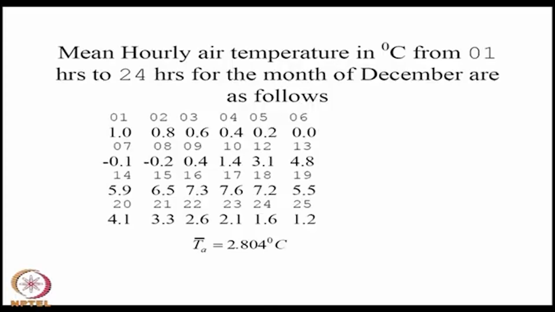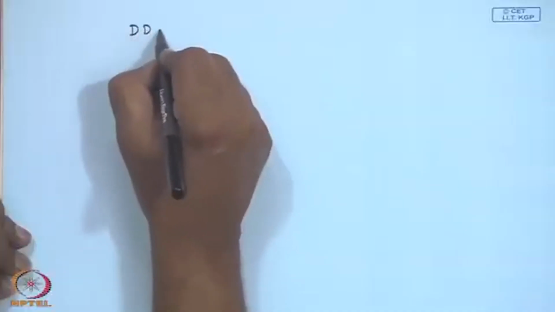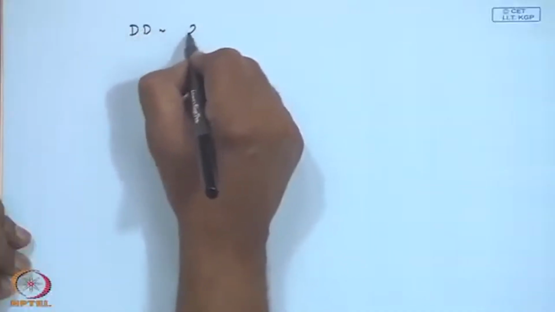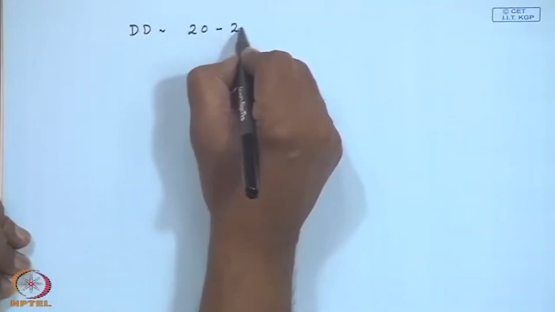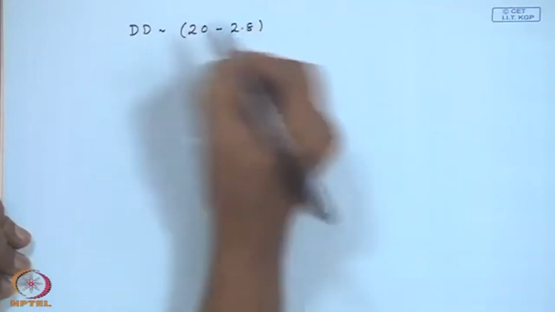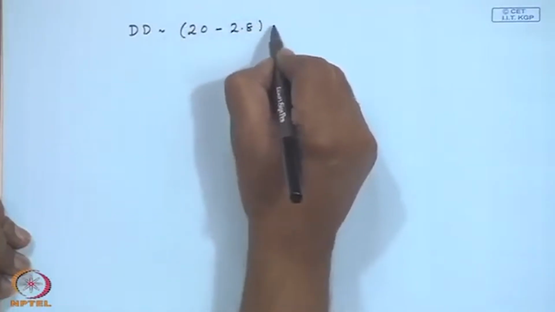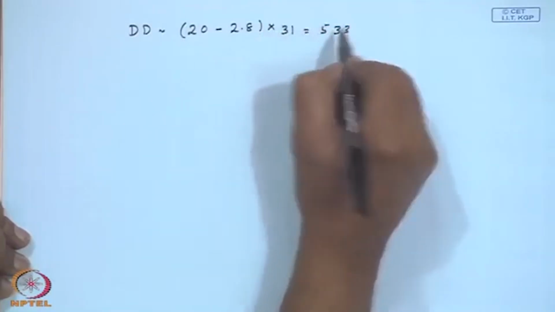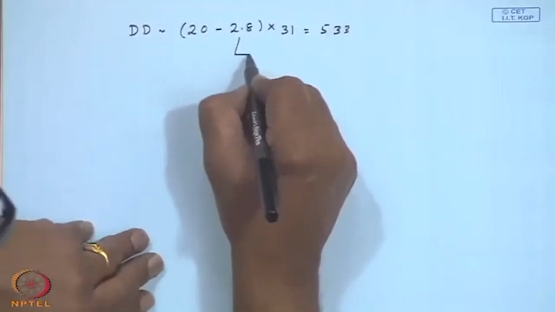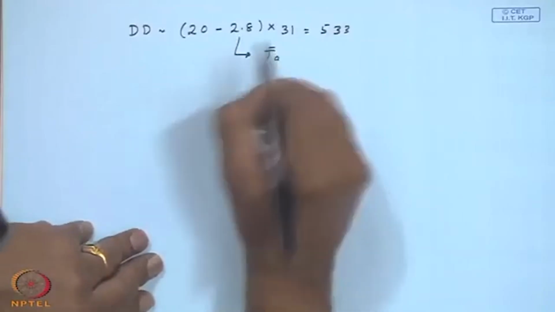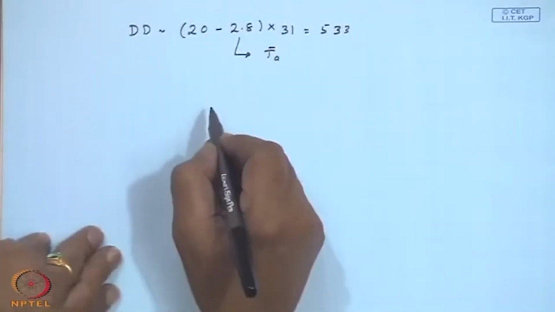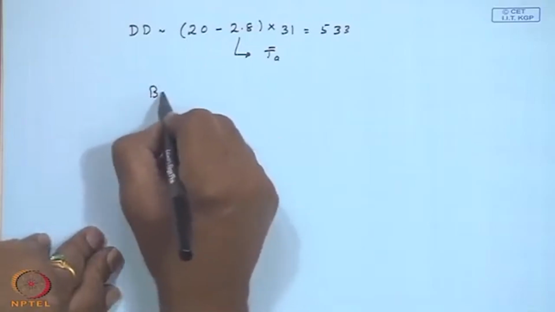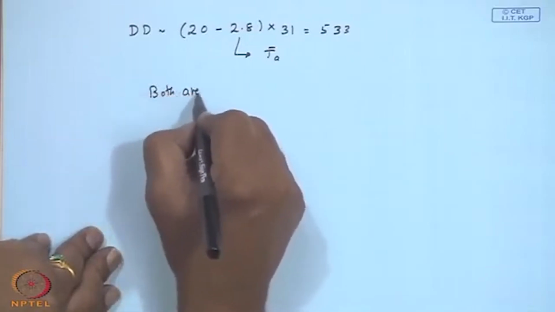Now, I was suggesting a simpler method, that is simply degree days approximately equals 20, the comfort condition, minus 2.8, the monthly average temperature, multiplied by 31, equal to 533. So, this is the T A bar. Now, both are identical.